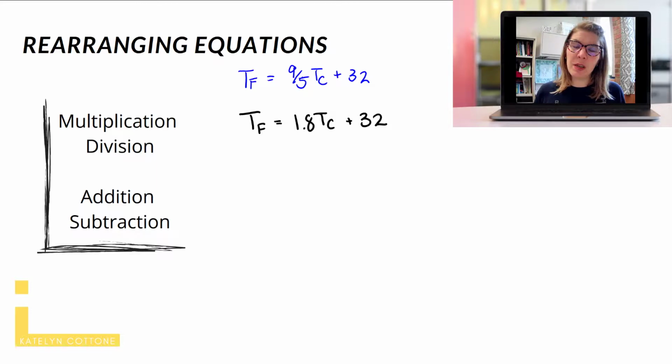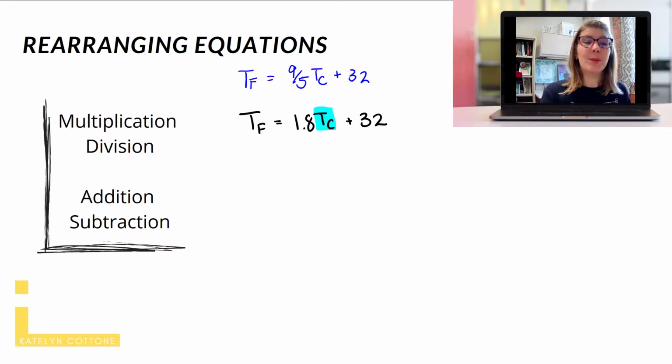A lot of times you'll see people use the 1.8 instead of the 9/5 because it's easier to manage. If you feel more comfortable with the 1.8, go ahead and use it. Let's focus on the 1.8 version of the equation because it is easier to manage. So I want to isolate temperature in Celsius in this equation. I think that the easiest way to go about this is to first move the 32 to the other side.